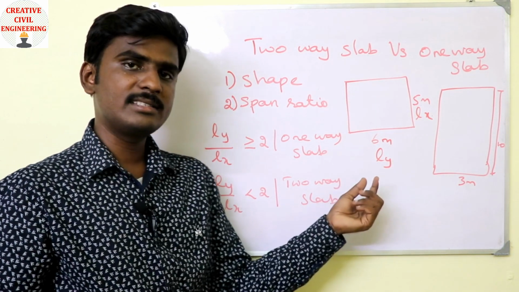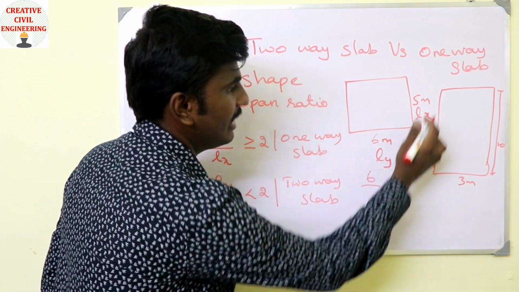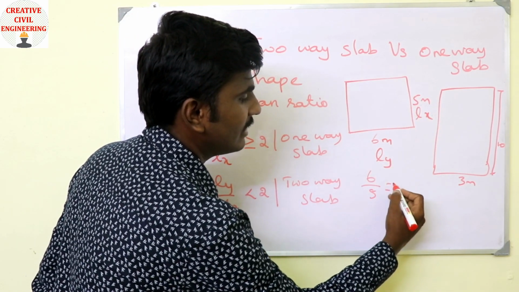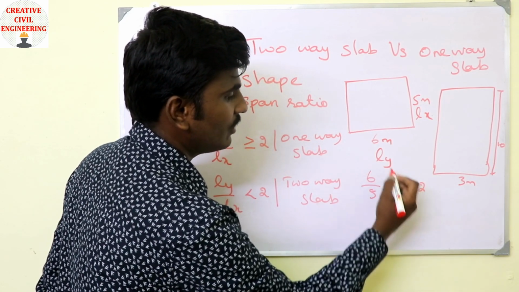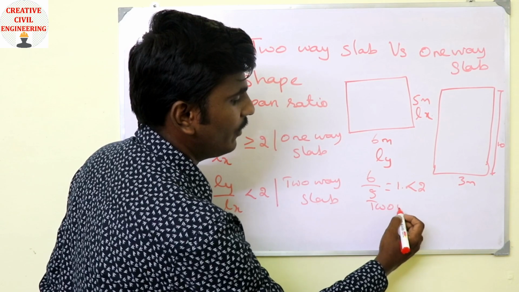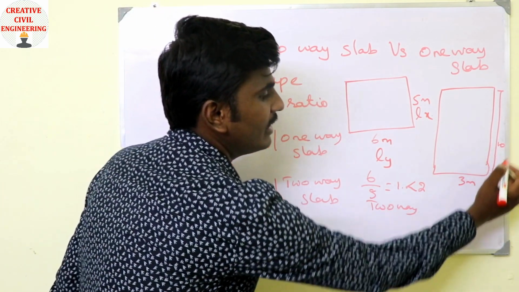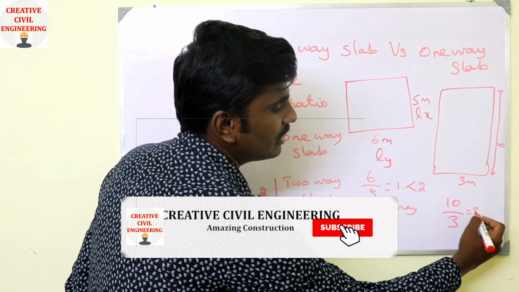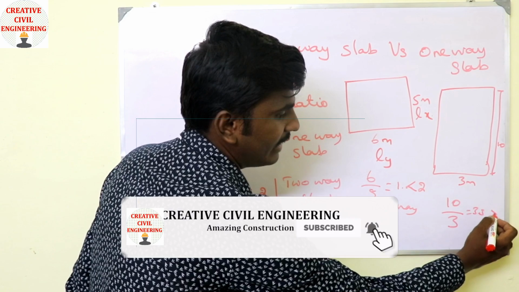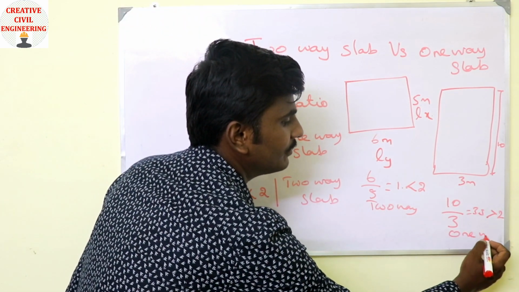Okay, see, for example, take this slab. Here Ly is 6 meter by Lx 5 meter, that is 1 point something, so it is less than 2, so we can say this is a two-way slab. In case of this slab, we have Ly is 10 meter by Lx is 3 meter, equal to 3.33, that is greater than 2, so we can say this is a one-way slab.